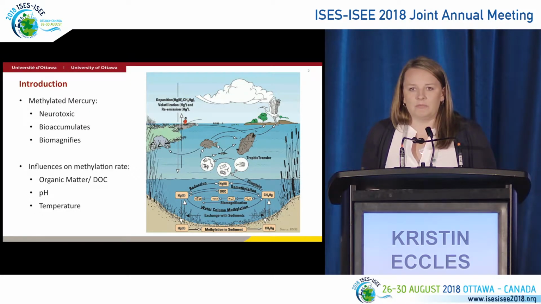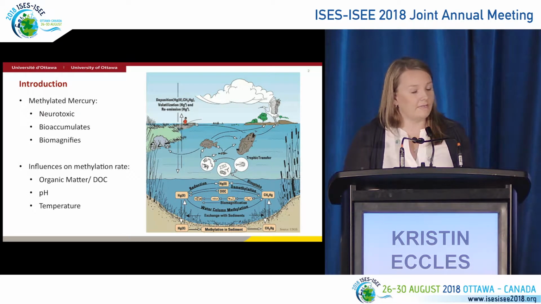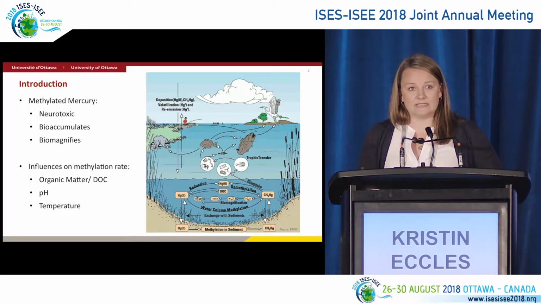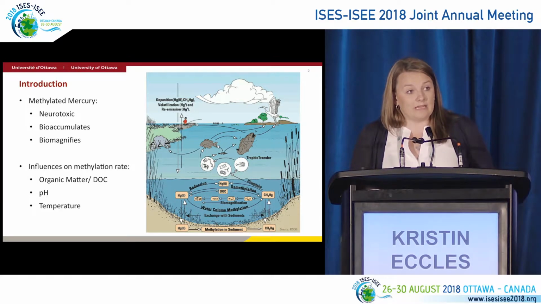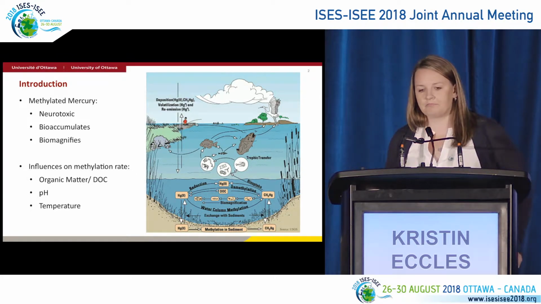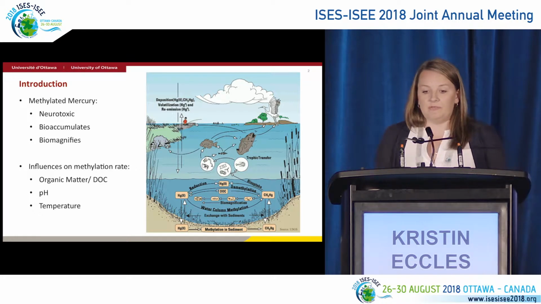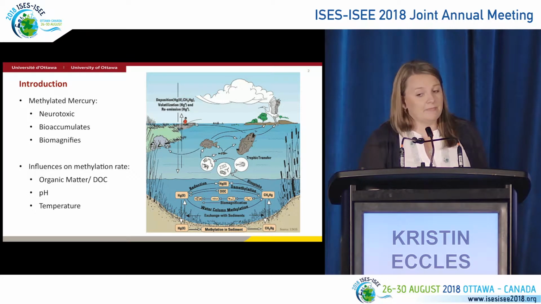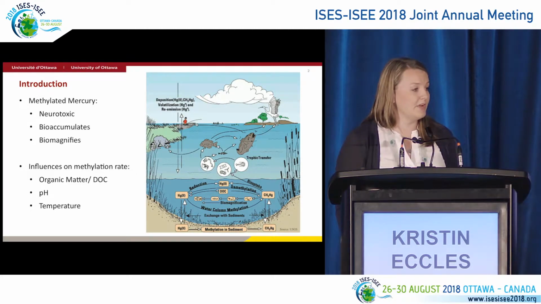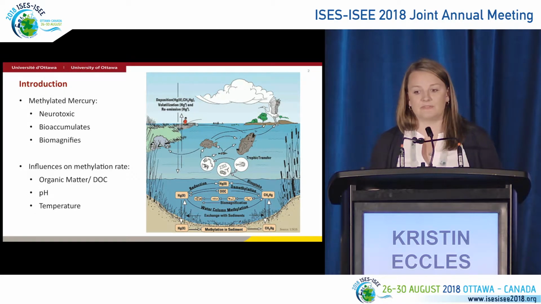So as we all know, mercury is a global pollutant of concern. Mercury is released in its inorganic form into the environment through both natural and anthropogenic sources. Once in the environment, mercury can be methylated to its organic form, which is its more toxic bioavailable form, and methylated mercury is a potent neurotoxin. Mercury can bioaccumulate in organisms and biomagnify up the food chain. This puts top predators, including humans, predatory birds, and fish, at greatest risk for mercury exposure.